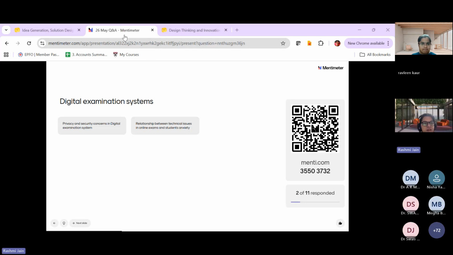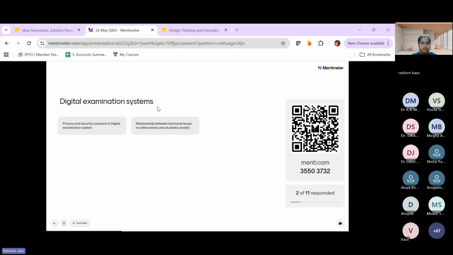Privacy and security concerns in digital examination systems. Relationship between technical issues in online exams and students' anxiety. Yeah, that's a good topic. Impact of digital examination systems on students' results.